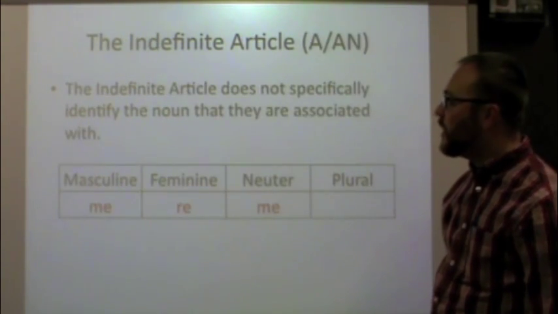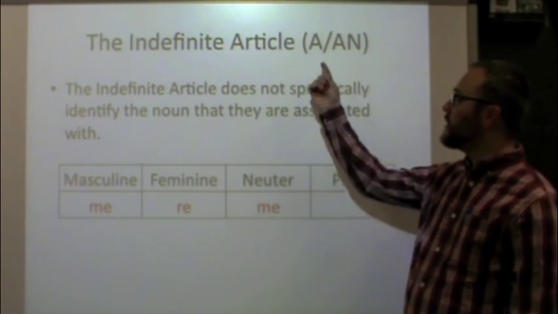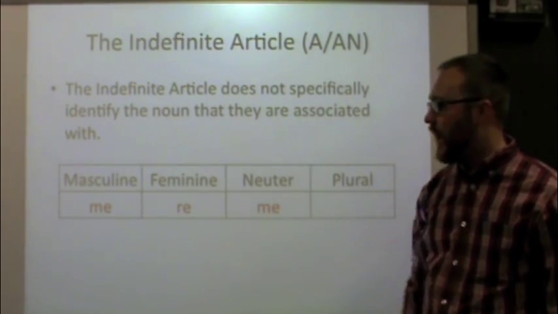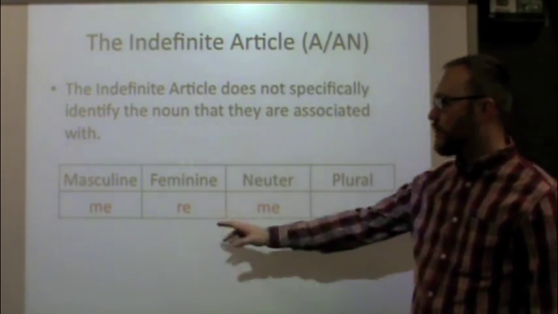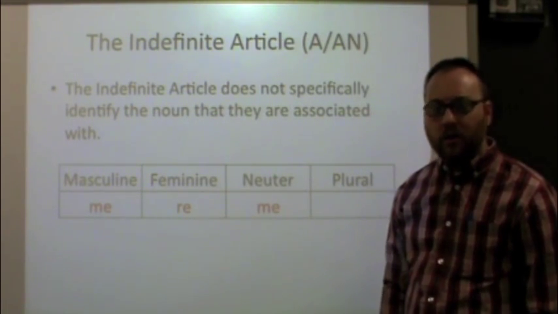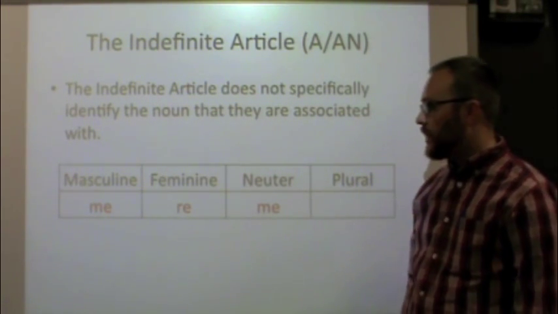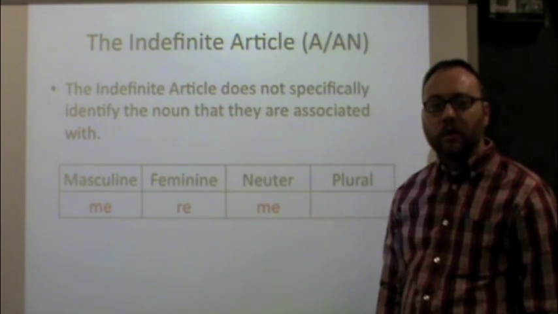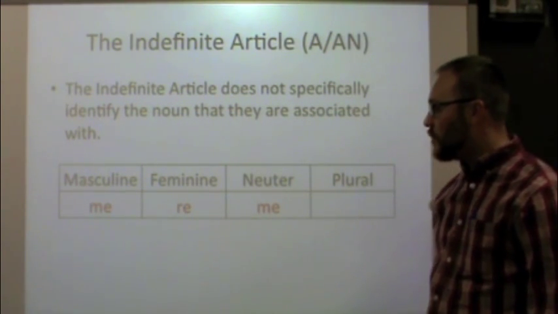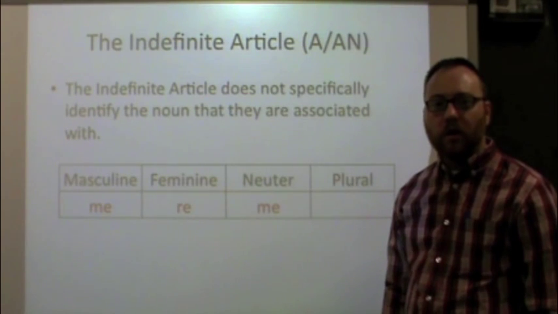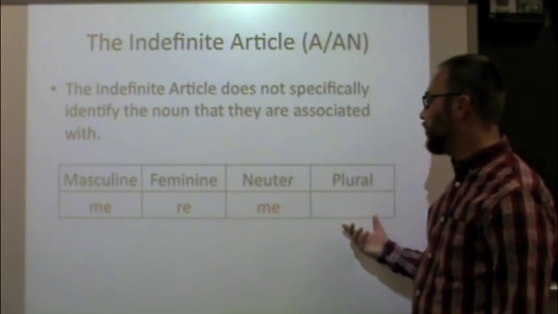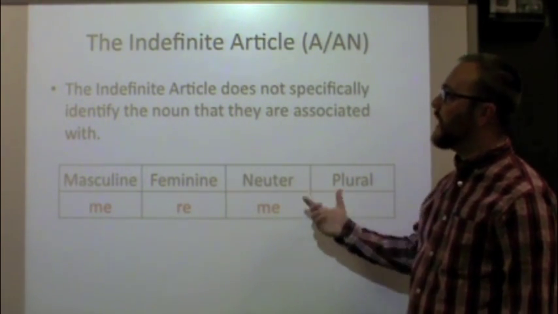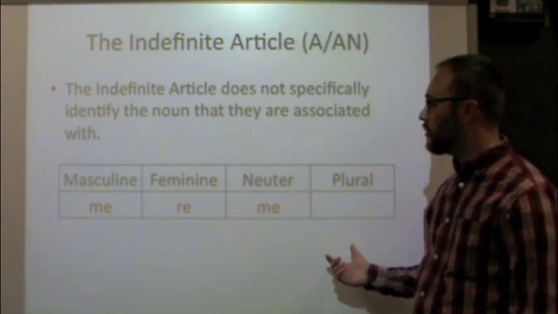Your definites. Your indefinites, which would be the words either a or an in front of a noun, in the dative case are in the masculine, me. In the feminine, re. In the neuter, me. And in the plural, we don't have it because you can't have an indefinite article in the plural. Okay?